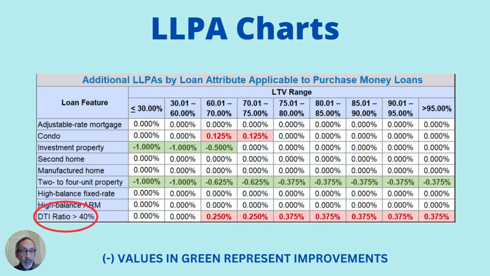And then again, for the rest of the types of transactions, there are some increases and decreases depending on what we're looking at, but they did decrease the 2 to 4 unit a little bit depending on what the down payment is. But you'll notice at the bottom it's circled debt to income ratio. If the debt to income ratios are over 40%, now there's a 0.375 hit to the points, so the rate's going to go up, or you would be charged that. Most people don't pay the points; they just take the higher rate.